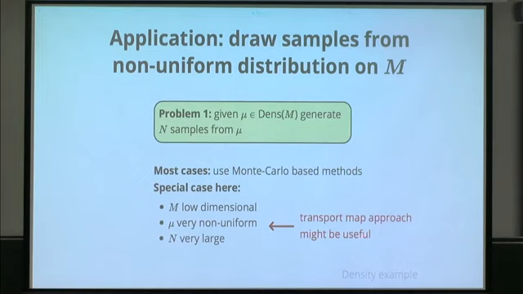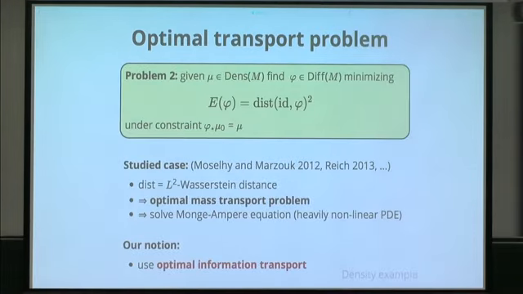And what you do there is you basically solve an optimal transport problem. And you use the transport map to sort of, you sample first from a uniform distribution, and then you use the transport map to transfer your samples into this non-uniform distribution. So, we can reformulate this problem into a new one, which is the following. We're given a density, we want to find a diffeomorphism that is minimizing some distance under the constraint that it takes a reference, let's say uniform distribution into mu. This is an optimal transport problem.